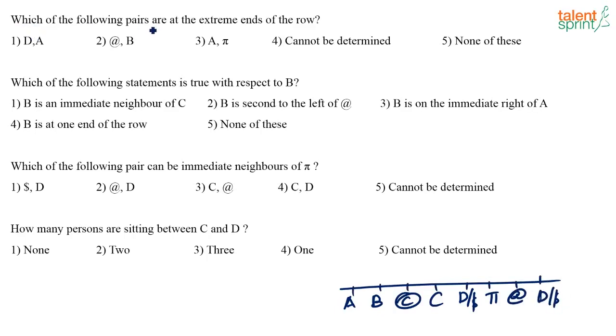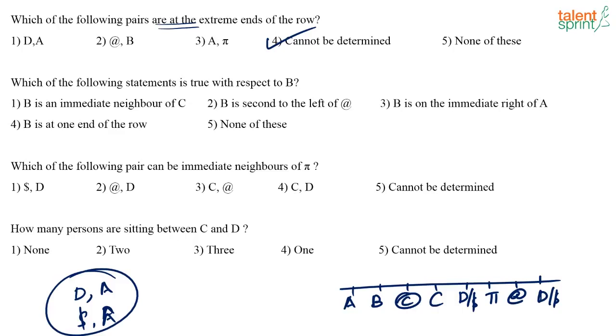Which of the following pairs is at the extreme end of the row? So can we find out who is at the extreme end of the row? See, either it will be DA or it will be dollar A. Now we don't know for sure who is going to be in the extreme end of the row. They are asking which of the following pairs are at the extreme end of the row. It cannot be determined, right? It can be either DA or $A. So answer will be can't be determined.